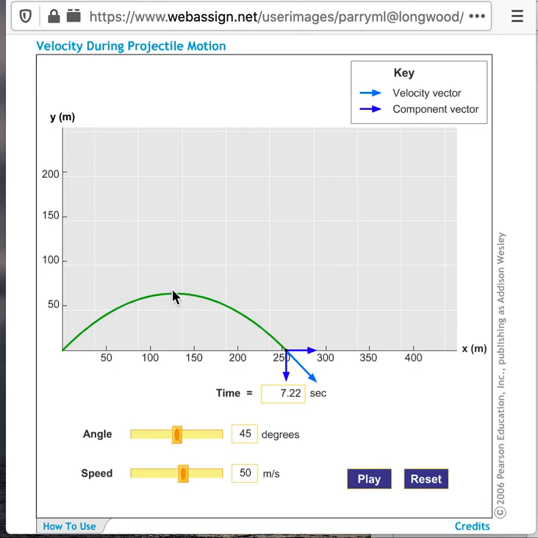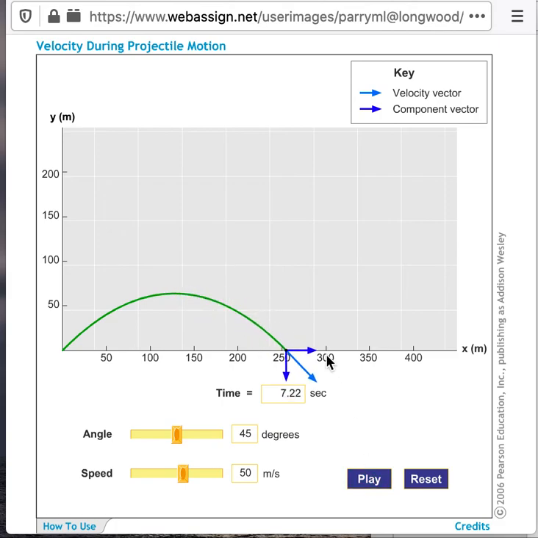At the very top of the trajectory, the velocity has its smallest value. So the blue line itself here is the smallest. That's a little harder to see, but let's go ahead and hit play. It's the smallest, and then it increases as it's coming back down.